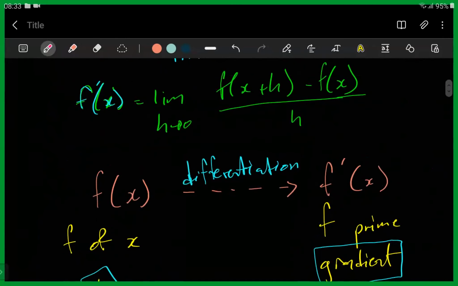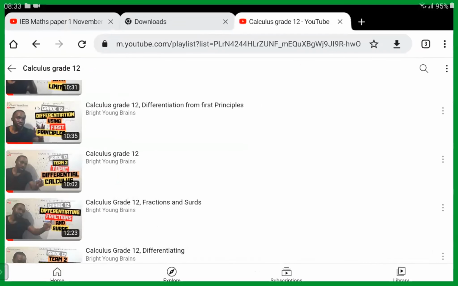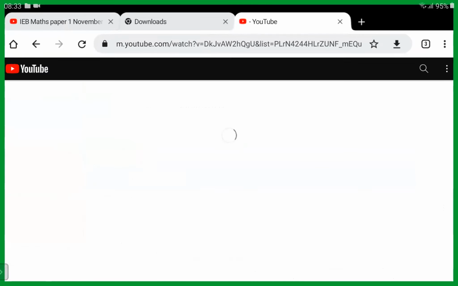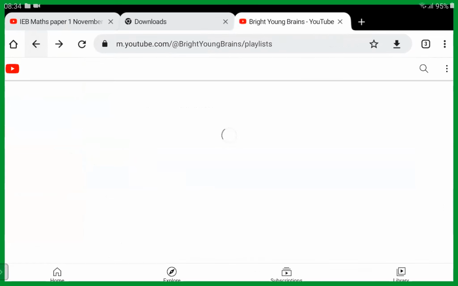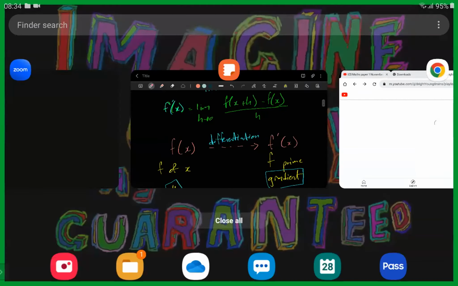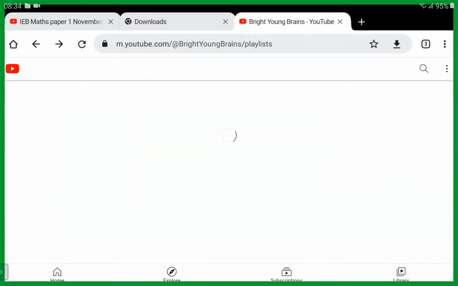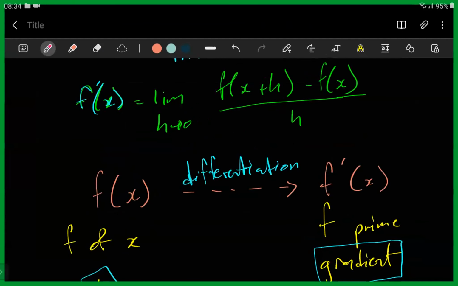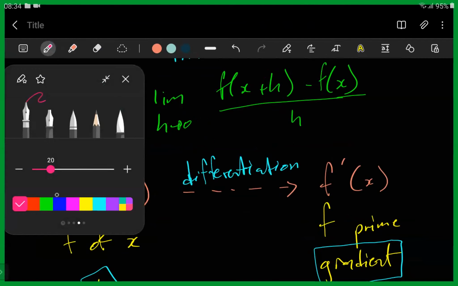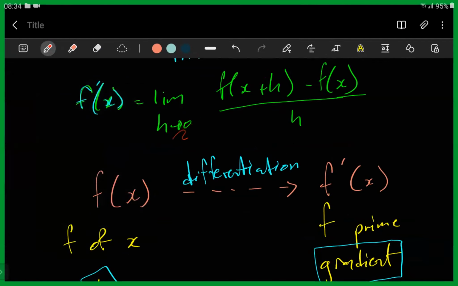So if you check the playlist that I was referring to, the calculus grade 12 playlist, I'm already within it. If you check, it starts off with the limits, showing what limits are. That's not even something you really need to worry too much about at grade 12 level, because you hardly even go that deep. The only time you'll probably use limits is when you're using the formula first principles.